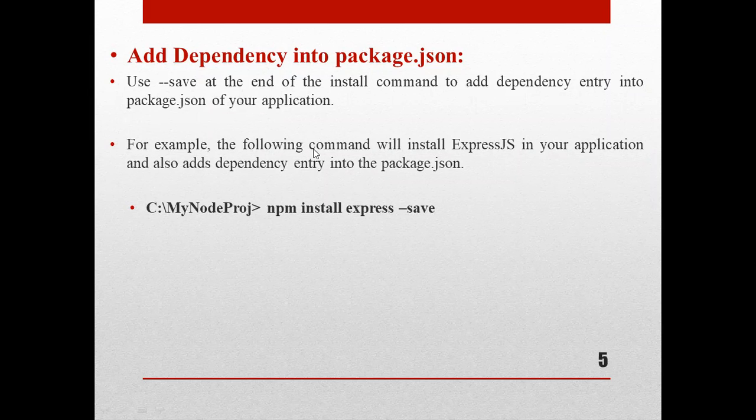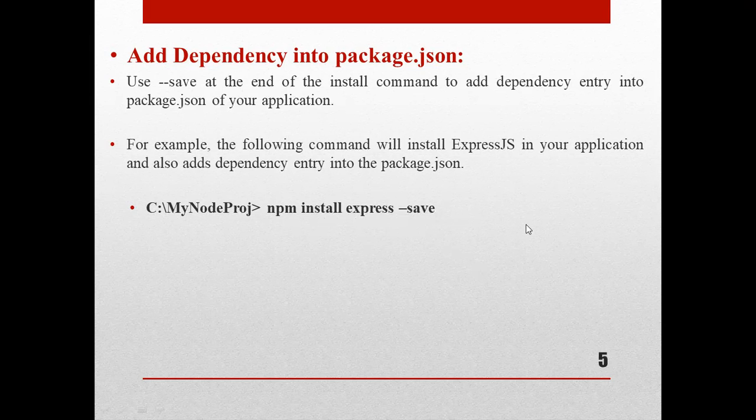Here you can see the example. It will install Express.js in our application and also add a dependency entry into the package.json. Package.json is the file in which we can add these dependencies. See the folder name where we are going to install this Express.js: npm install express space double dash save. What that double dash save will do is add the dependency entry into that package.json.